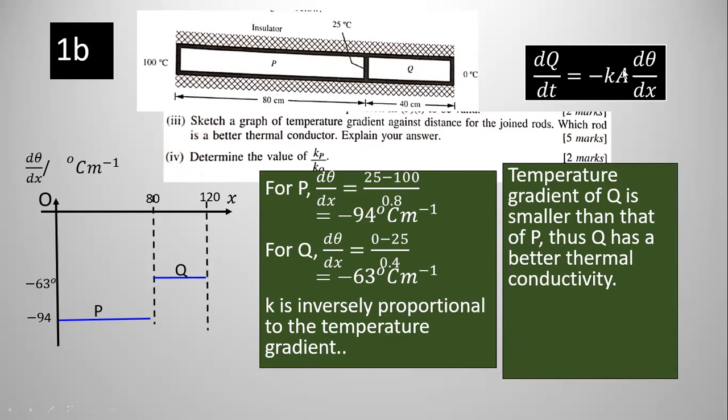From here, your A is constant, dQ/dt is constant. So K and d theta dx are inversely proportional. That's what this means here.